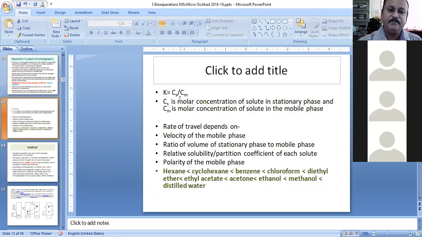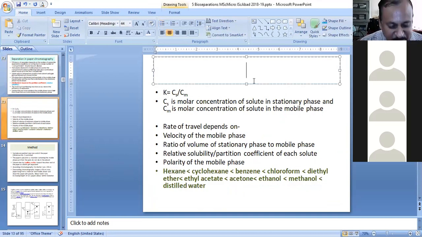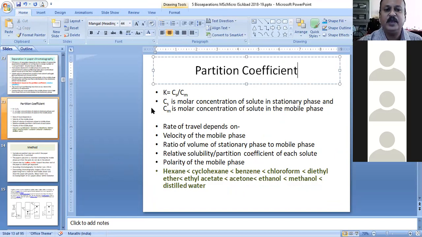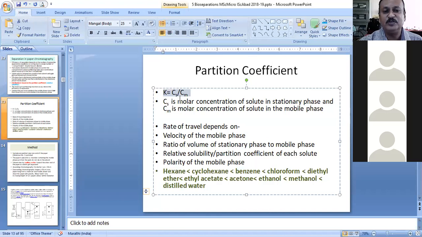Yes. Okay, so coming to the partition coefficient, I think I forgot to write this title here. I'll write it here: partition coefficient. Can I save this? Let me try. That is given by this formula: K is equal to Cs divided by Cm. Cs is the molar concentration of solute in the stationary phase, and Cm is the concentration of the solute in the mobile phase.